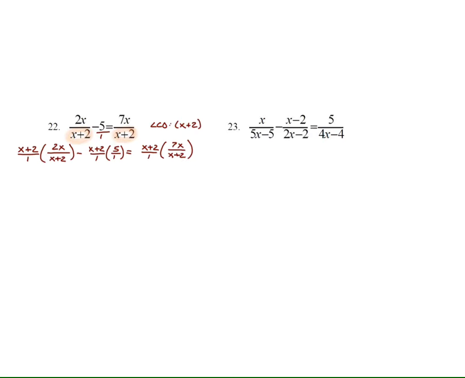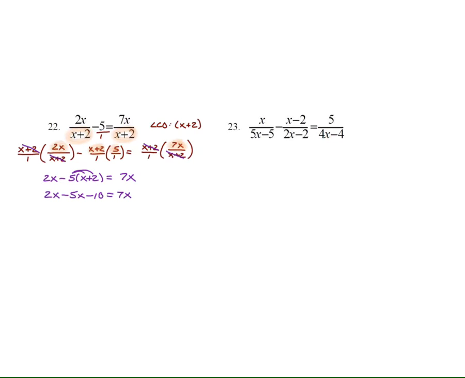Once I've written that, again, it's x plus 2 over 1 times each term. Some stuff should reduce. So the x plus 2 is reduced there, leaving just 2x, minus, nothing reduced in that second one because 1 was the denominator, which is fine, which means I just have 5 times x plus 2 in the top, equals, and then the x plus 2 is reduced, leaving just 7x. And now I'm just going to solve that as I would any other equation. Distribute.